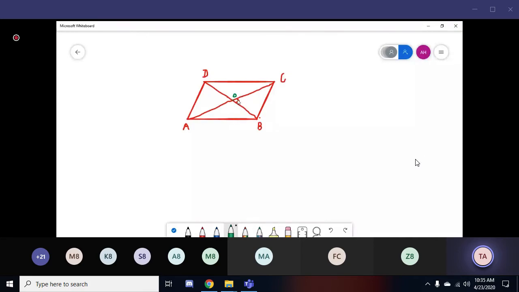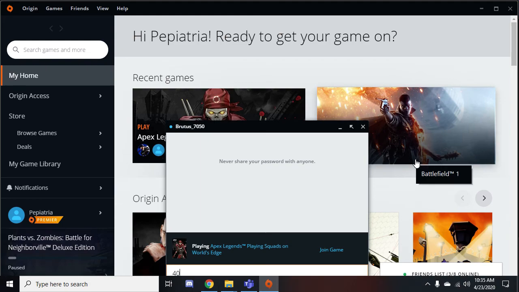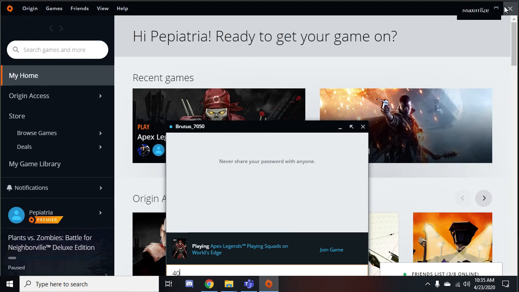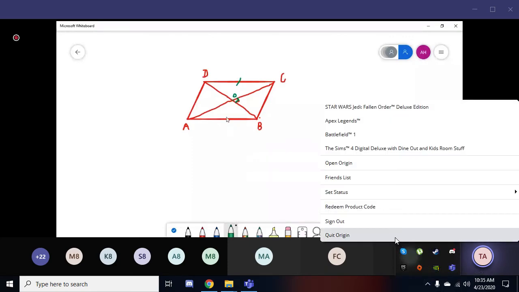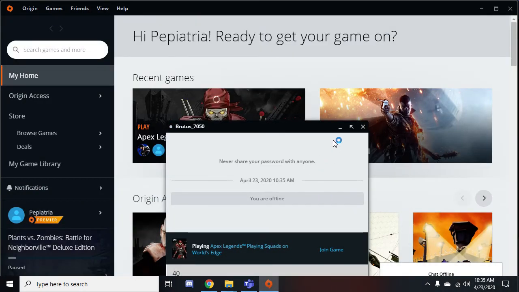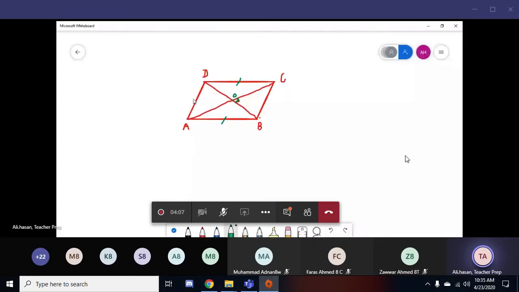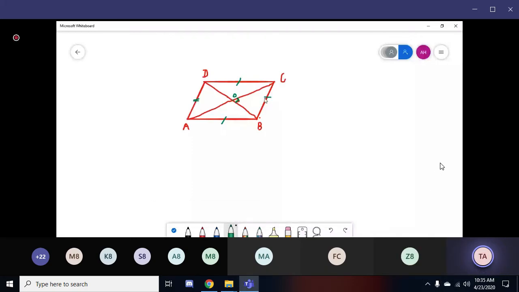So what I did, I marked this as 90 degrees. This is a sign for 90 degrees. Fine. And since it is a parallelogram, you can also mark it like this. Then what you have to do is mark the second angle which was given.